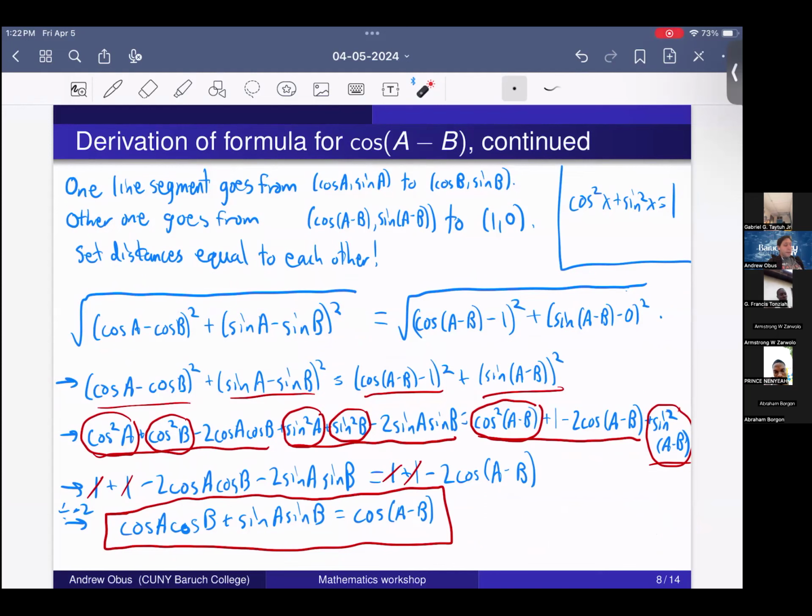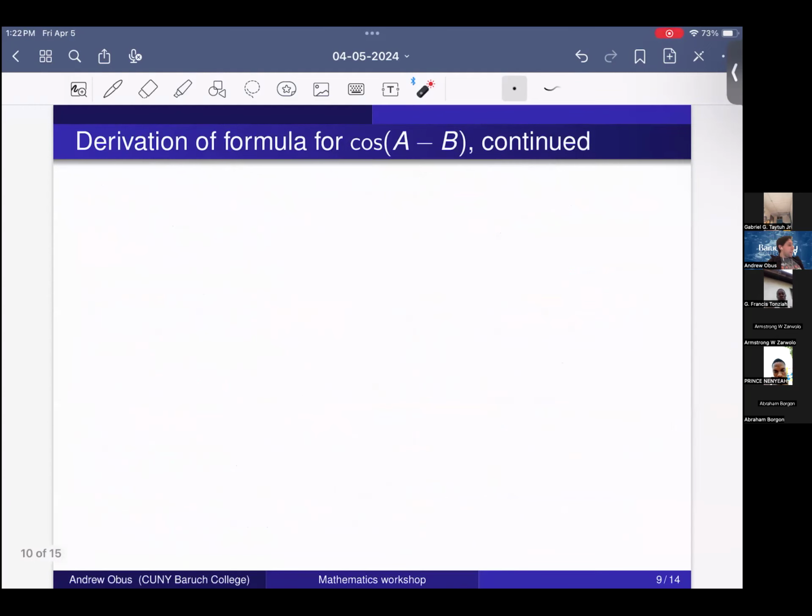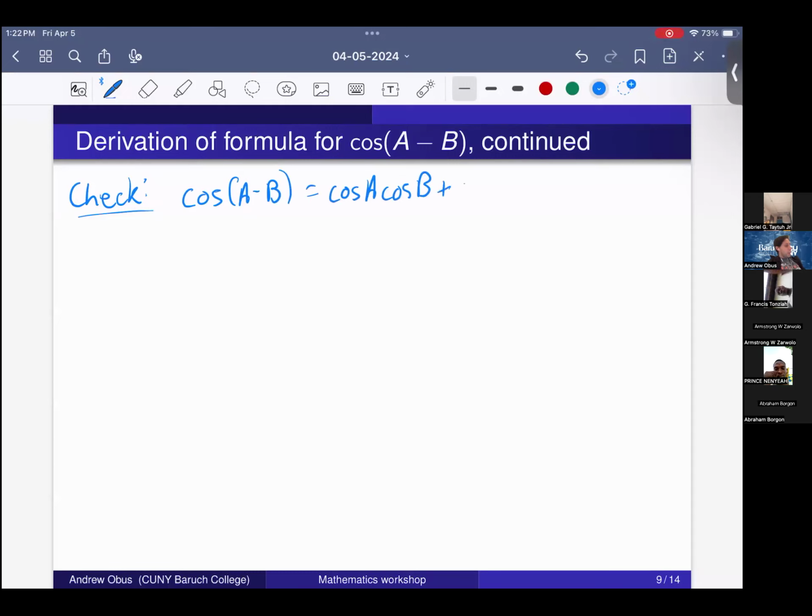Okay, so let's check this at least. This is a formula with some complicated algebra. Maybe I made a mistake. We should at least check, right? So let's check for the same example. Remember, our formula is that cosine of A minus B is equal to cosine A cosine B plus sine A sine B. That's the formula that we got on the last page.